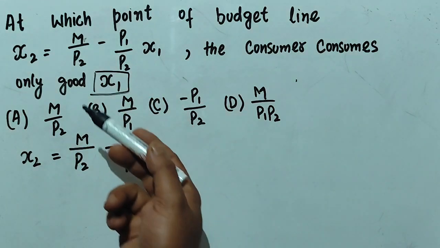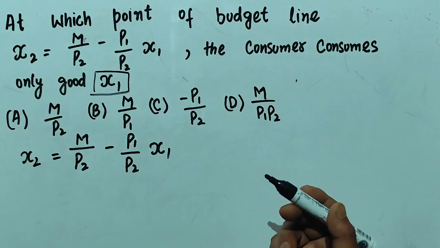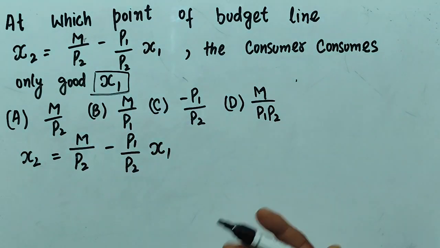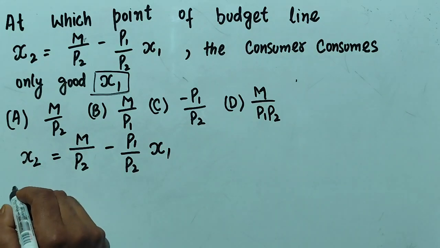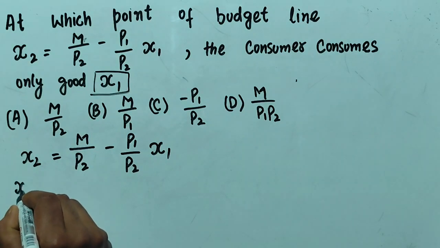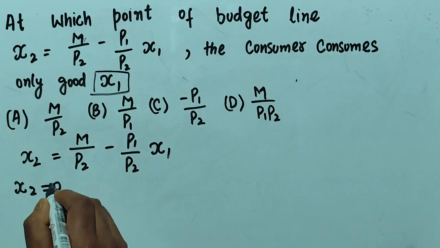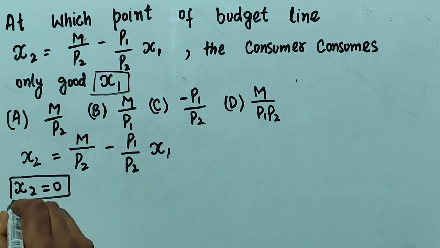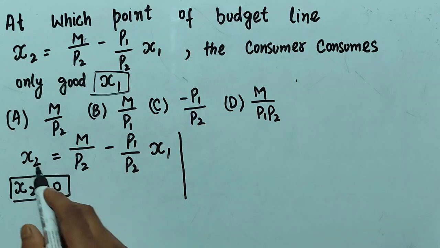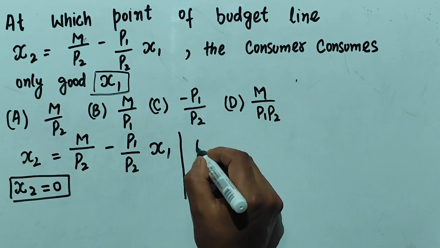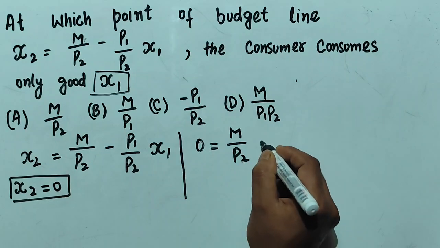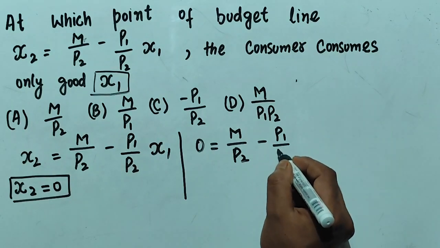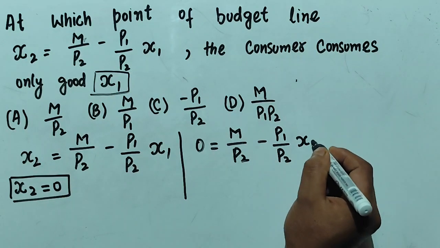Okay, so if the consumer consumes only good x1, that means at that point consumer will consume 0 units of good x2. That means it implies that our x2 should be equal to 0. When x2 is equal to 0, that means in place of x2 here we have 0. So 0 is equal to m upon p2 minus p1 upon p2 x1.